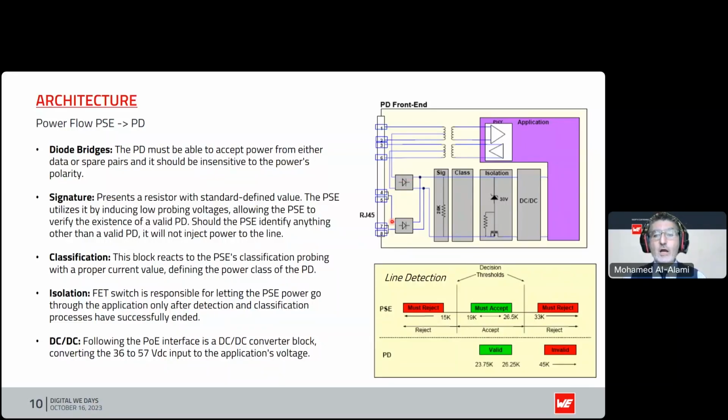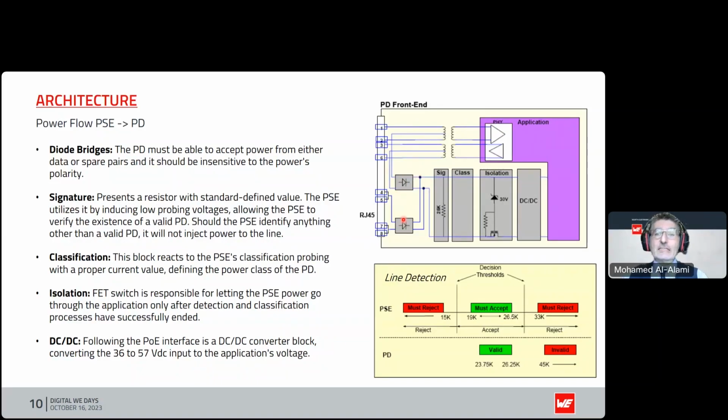The first requirement of the system is the bridge rectifier. You saw that on the previous slide. The need for the bridge rectifier is to ensure that if the polarity is reversed for whatever reason at the PSE end, you are still able to accept power in both directions. Basically, the bridge rectifier ensures that the polarity at the PD end is the same all the time, be it the polarity coming in from the data pair or from the spare pair. So we need two bridges in this situation.